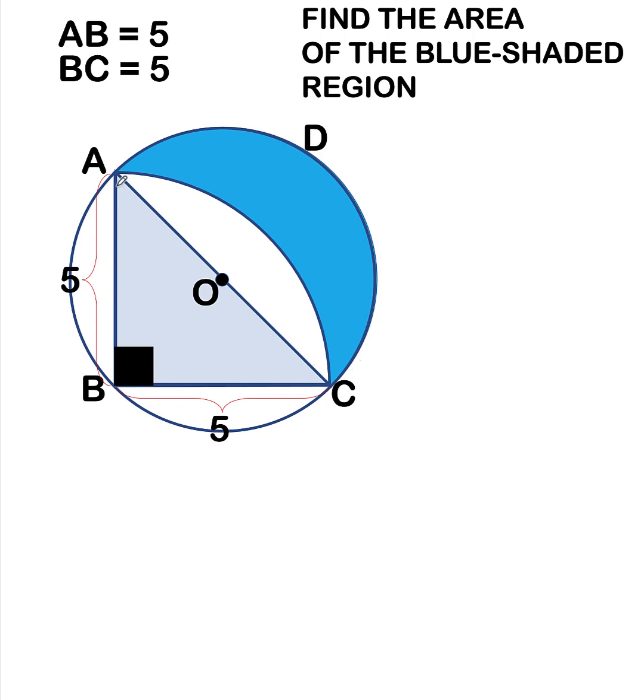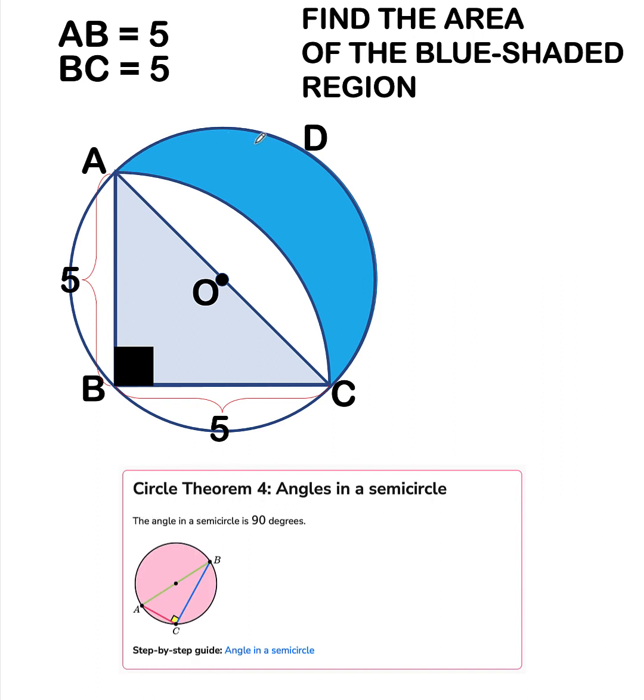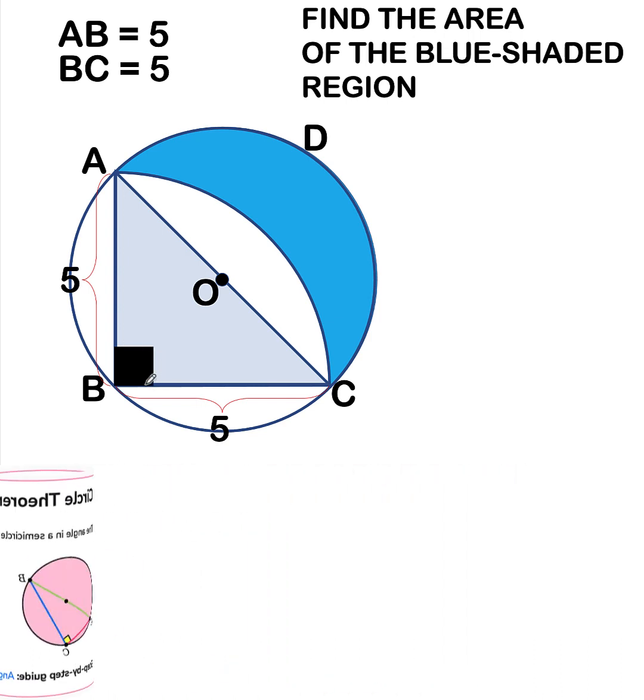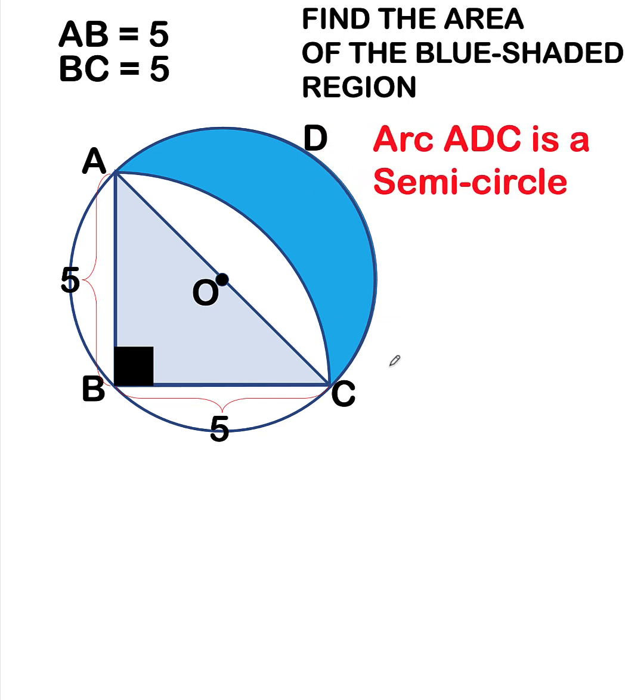Notice that angle ABC is an inscribed angle, and therefore its intercepted arc ADC must be twice the measure of this inscribed angle, which is a right angle. This implies that arc ADC is a semicircle. Its measure is twice 90 degrees, or 180 degrees. This also implies that AC is a diameter.